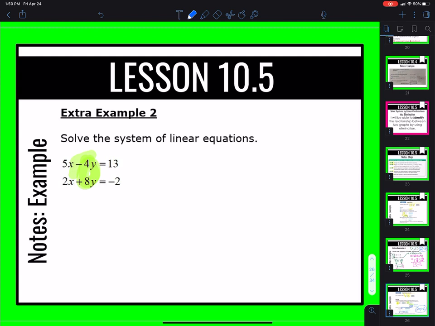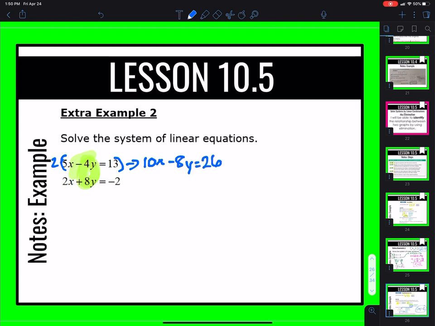Because if I multiply 4 by 2, I will get 8 and it will already be ready to go. So I'm going to multiply this top equation by 2, and I'm going to get 10x. Remember, you multiply it to every term. 10x minus 8y equals 26.